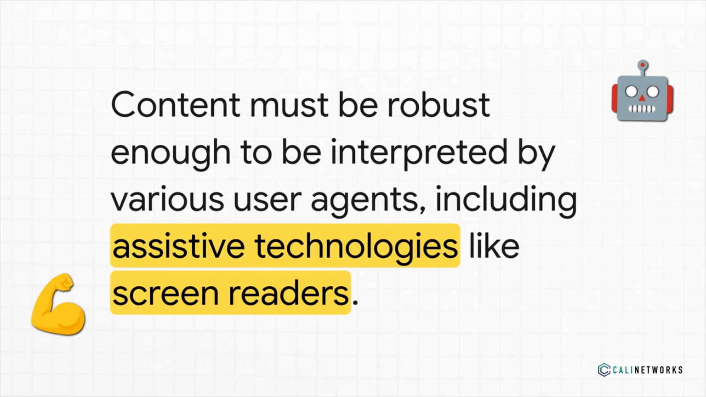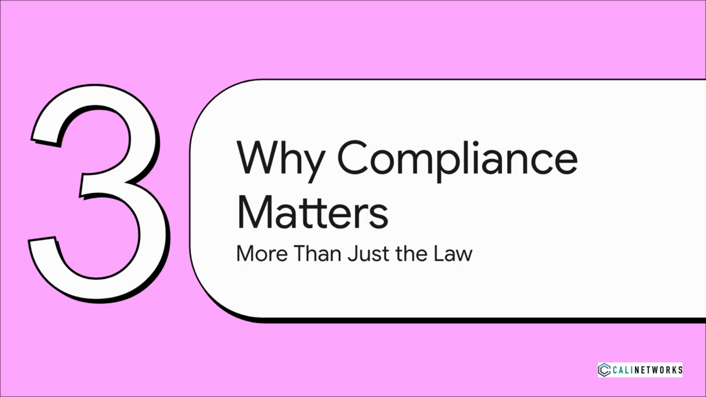This is a bit more technical, but it just means your content is well built so it can be interpreted by different browsers and, this is the big one, by assistive technologies. We're talking about tools like screen readers that read a website out loud. Robust code means your site speaks their language fluently. Okay, so now we know what accessibility is. But let's get to the real question. Why should you actually care?